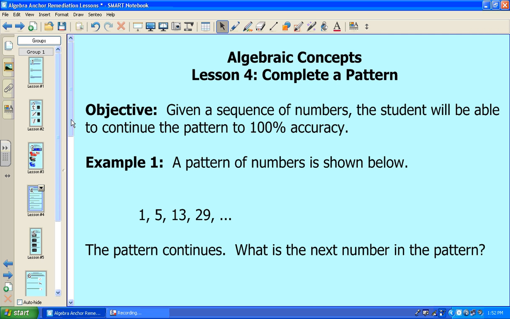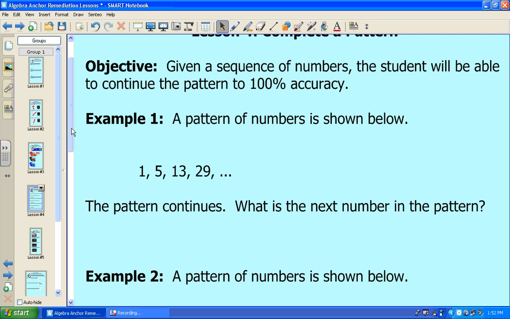Okay, so if we look at the first example, it says a pattern of numbers is shown below. Those numbers are 1, 5, 13, and 29. You have to give me the next number that comes in the sequence of numbers. All of these patterns that you're going to see here involve two operations, meaning there's going to be two things that you have to do to get the next number.